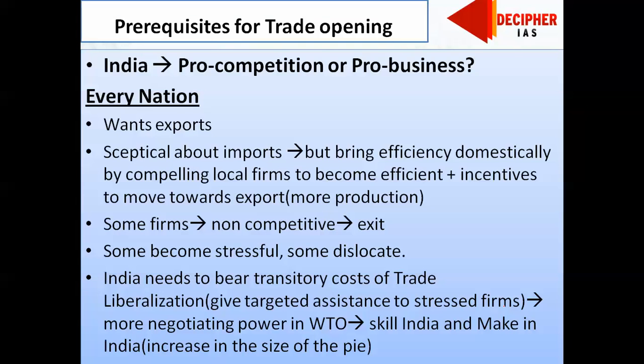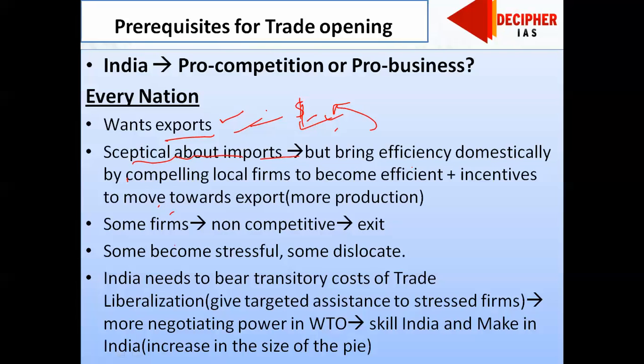So what are the prerequisites for trade opening in India? Now India needs to decide whether it wants to be pro competition or pro business. India has been pro business but not pro competition. Now every nation wants exports because it brings in foreign money, foreign income, in the form of dollars and whatever currency, so that it can pay later in dollars. But they are skeptical about imports.